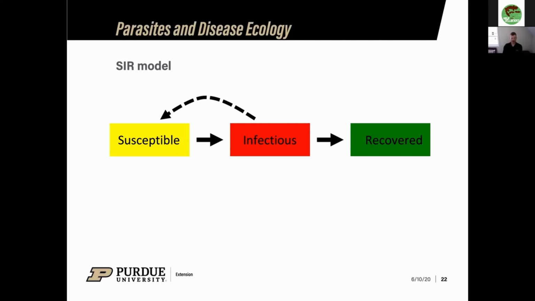To simplify this, we have susceptible, individuals that can catch the infection. The infectious have it and they can give it to the susceptibles, as you see with this dotted line here. And then the recovered are able to clear that infection. So again, a very simple compartmental model.